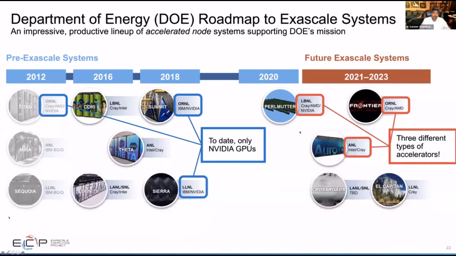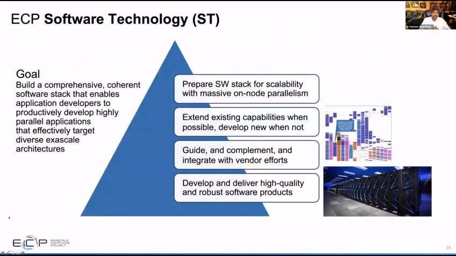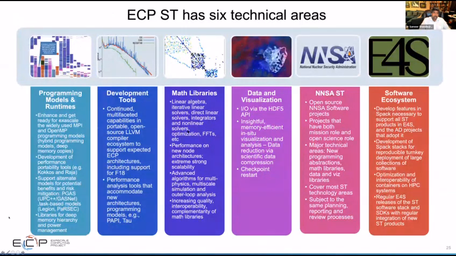And there are other future systems that use different types of accelerators. Here is the current generation of systems, Summit and Sierra, and then future systems that are planned in the coming years. But the important point here is that our goal in the software technology area of the Exascale Computing Project is to build a comprehensive, coherent software stack that enables application developers to productively develop highly parallel applications that effectively target diverse exascale architectures. And to do that, we have six technical areas. The first area is the programming models and runtime, the software development kit, and I lead this area for the SDK.